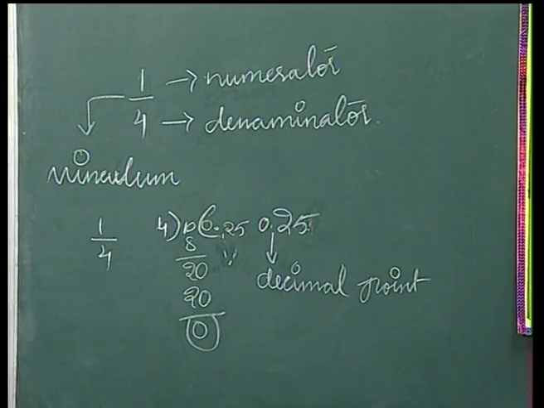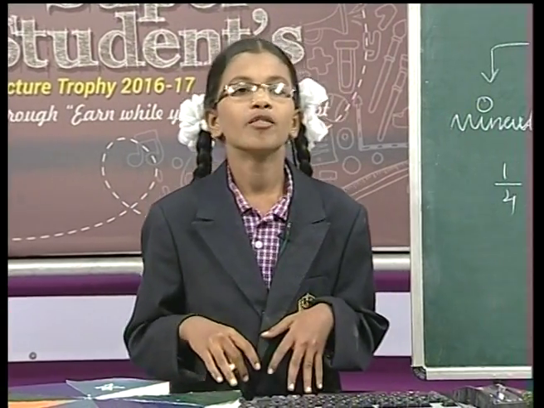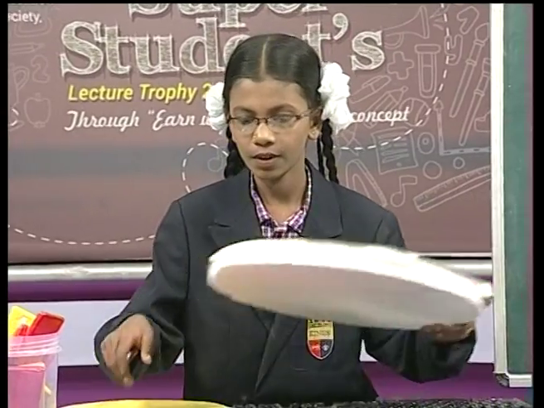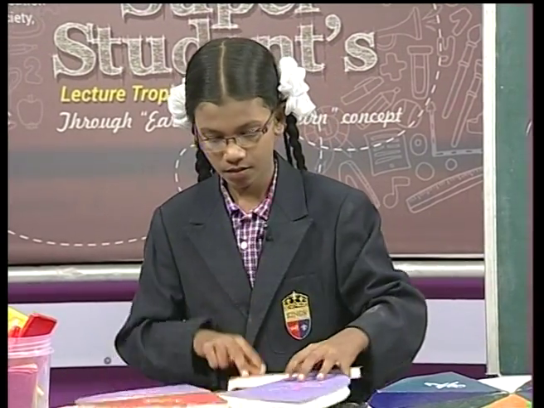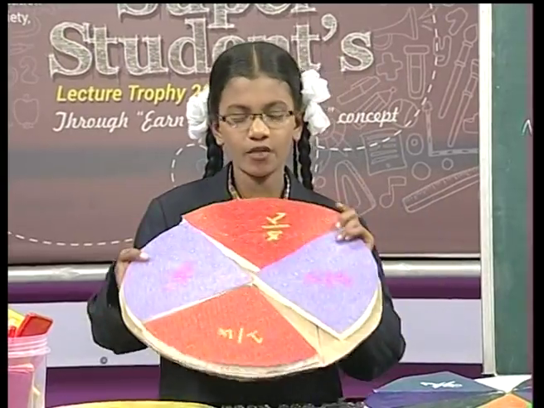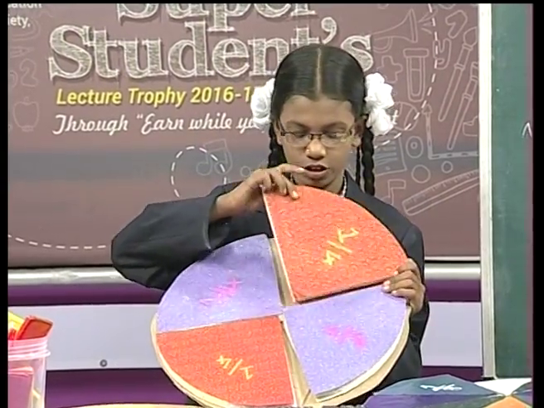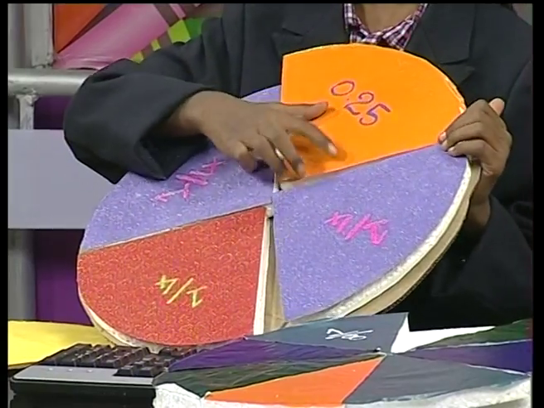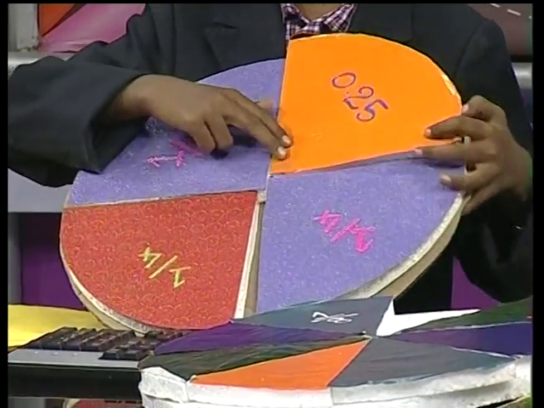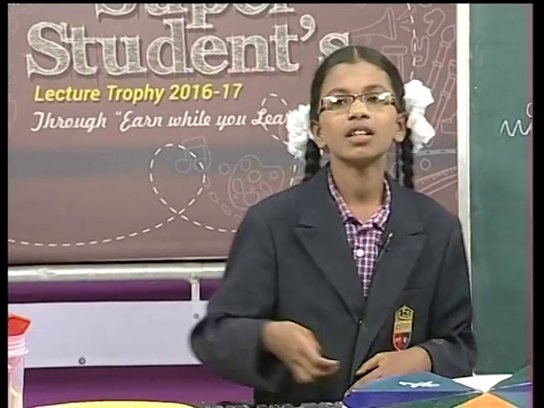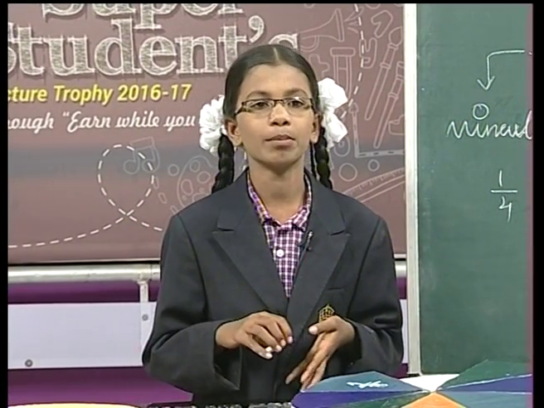Friends, for example two decimals 1.2, 2.2, 0.25, 0.62. Friends, next here 1 by 4 is converted into 0.25. It is how to convert a fraction into decimal. Friends, for examples 0.25, 0.2, 0.5, etc. Friends, these are called decimal numbers.